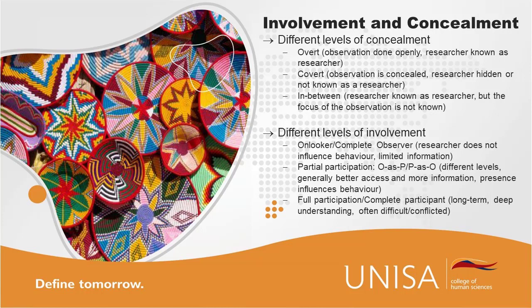Maybe team members will not accept or be friendly towards a UNISA student doing such a project, or maybe they don't reveal things about themselves, or they don't want to reveal things about their teamwork in the presence of a researcher. Another danger is what we call the Hawthorne effect. The Hawthorne effect is when people change their behavior because they know they are being observed.